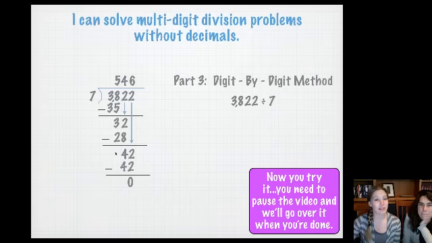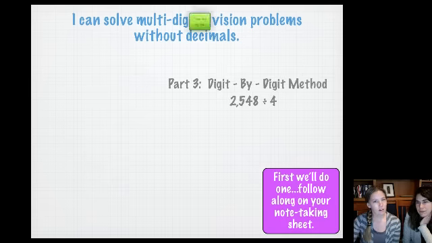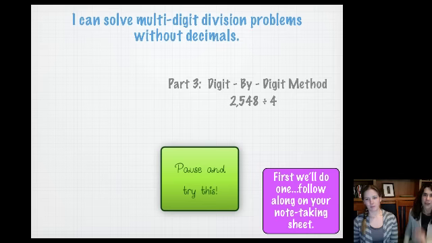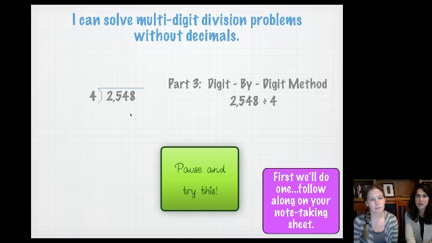So make sure you have this written down. It's in your note-taking sheet, so you just have to copy down all the steps, and then you will get to try one right now. All right. So once again, you should have something like this set up. Try it on your own. We'll go over it, but remember that whole theme of digit by digit.